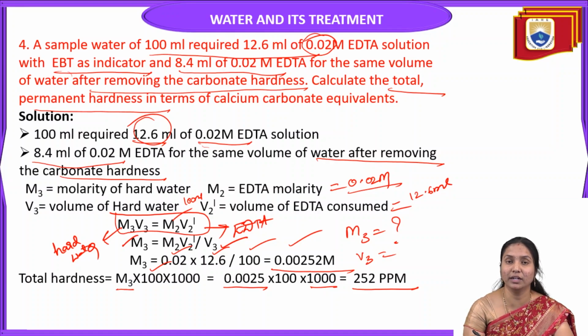So first we have to calculate the molarity of the given water sample. After that we can calculate the total hardness of the given water. It's equal to 252 ppm. Next we can calculate the permanent hardness of water.